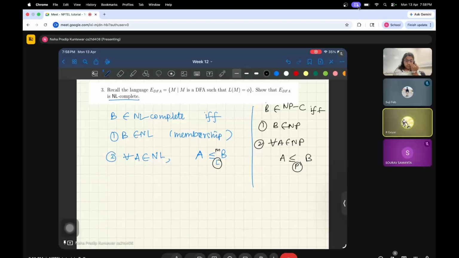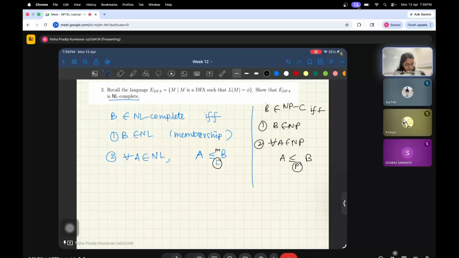But I'm struggling with proving that this EDFA is an element of NL, because here we do not have polytime verification or an equivalent. So how do we show that this EDFA belongs to NL, except by deciding it in logarithmic space with some non-deterministic Turing machine? But how can this be done?